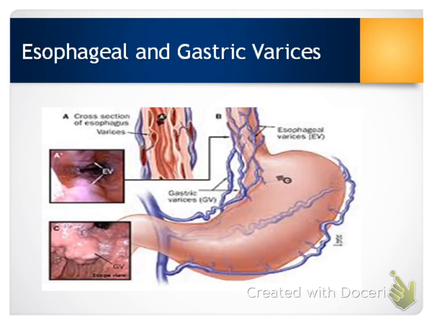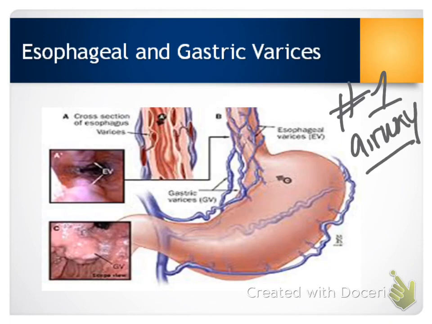So if we have someone with bleeding varices, our number one priority is airway. We have to worry about their airway, because if we lose the airway, we're not going to be able to do anything else for this patient. So we're worried about controlling the airway, possibly inserting an artificial airway, which can be difficult if there's profound blood loss. That's just something to remember: intubation may be necessary and difficult.